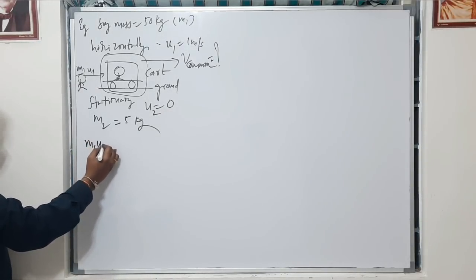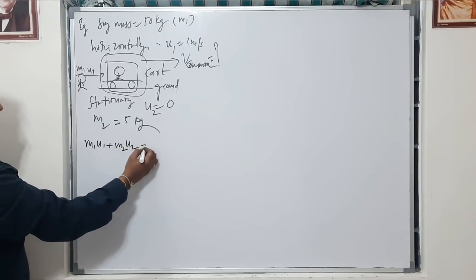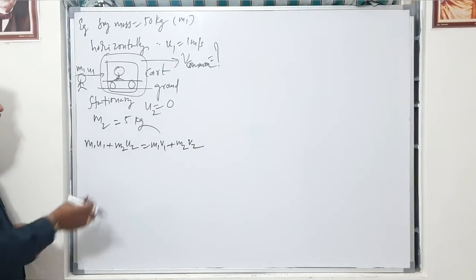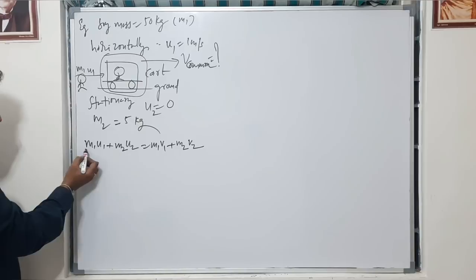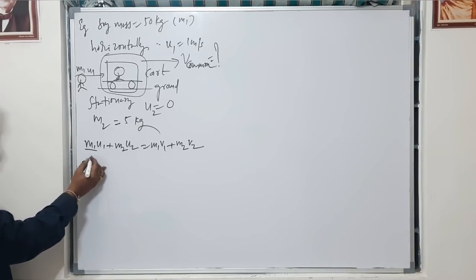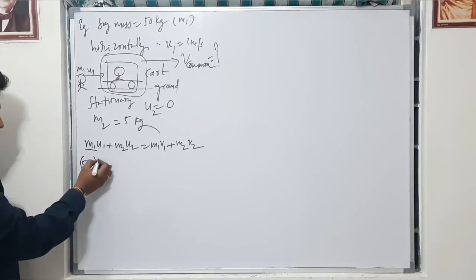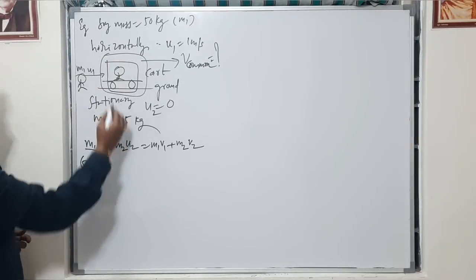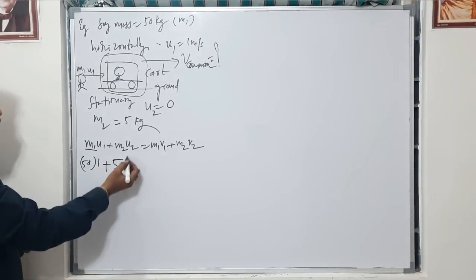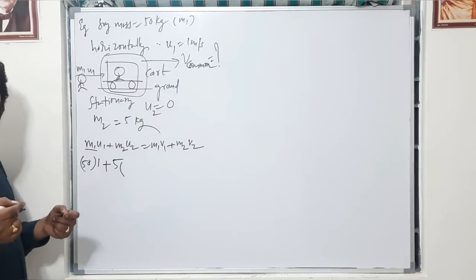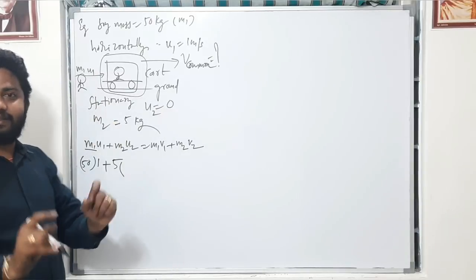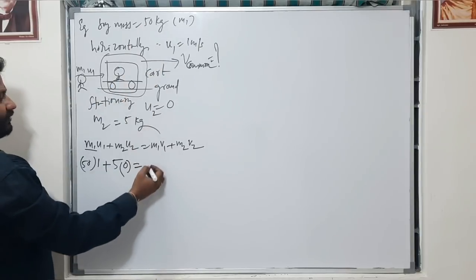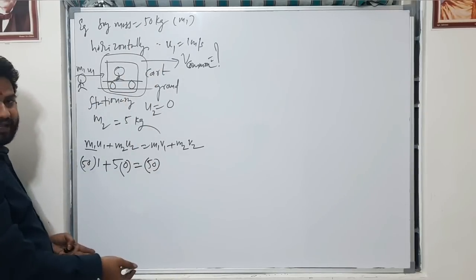So m1 u1 plus m2 u2 is equal to m1 v1 plus m2 v2. What is m1 u1? First the boy, mass of the boy, which is 50 into initial velocity of the boy, 1 meter per second, plus what is m2? Mass of the cart, that is 5 kg, into the initial velocity of the cart. They have clearly mentioned that initially the cart is at stationary position. That means it's 0, which is equal to, so mass of the person, 50 kg into final velocity of the person.